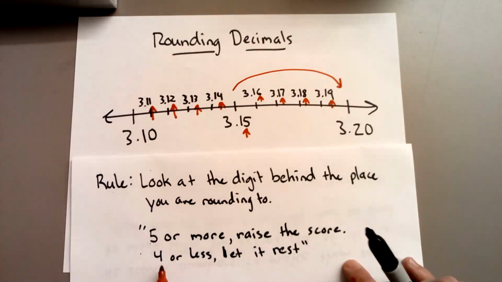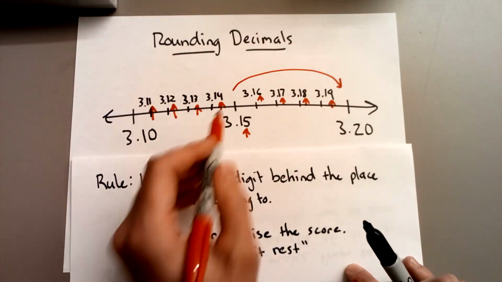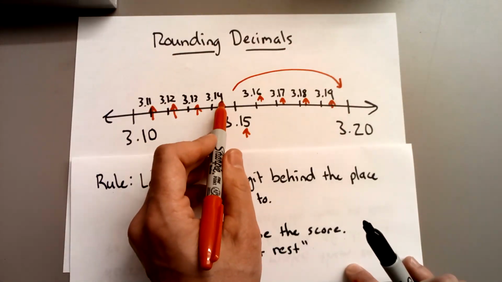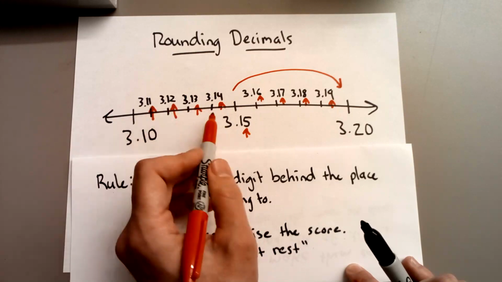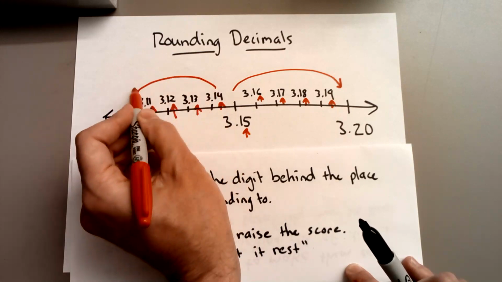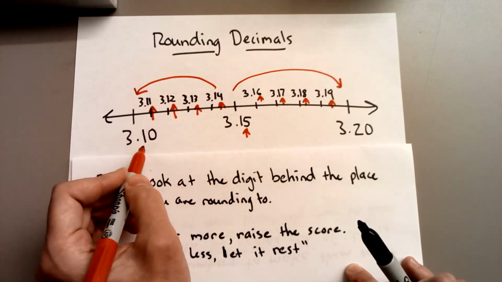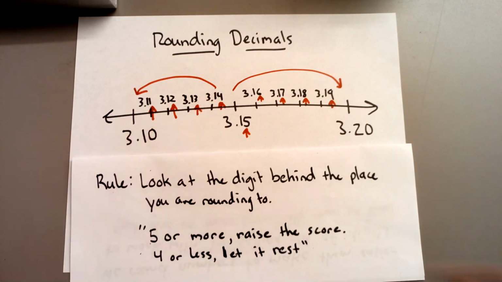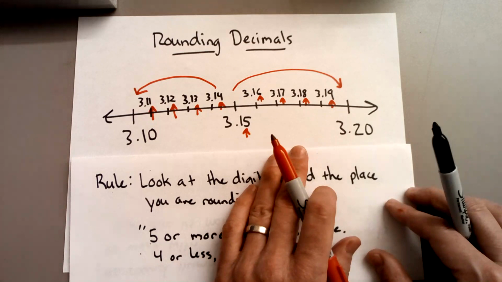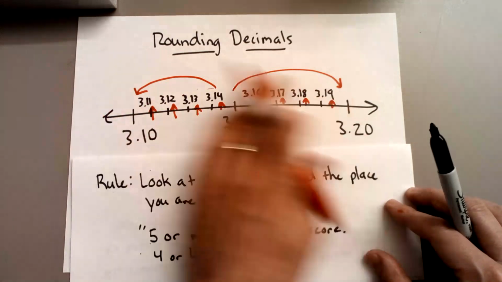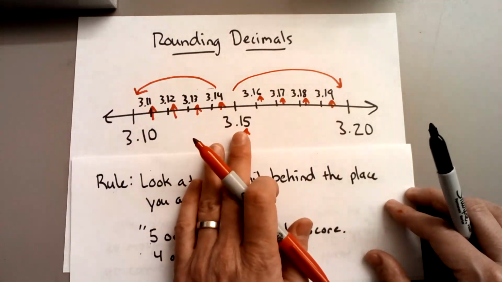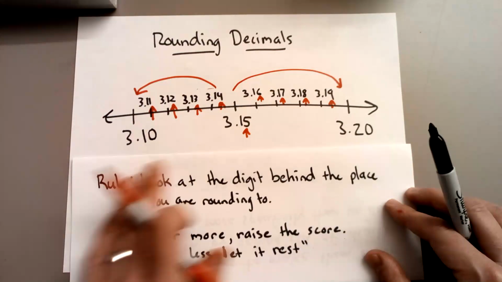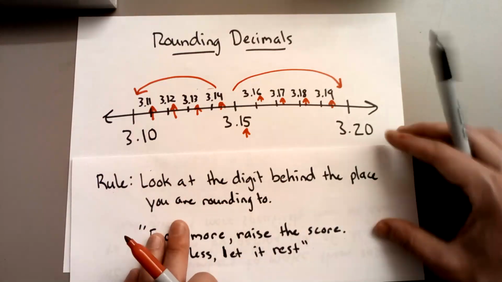And then the saying says 4 or less, let it rest. Meaning if this digit in the hundredths place is a 4, 3, 2, or 1, it's closer to 3 and 1/10. So we're going to round it down. That's why this rule works. Now, I have an entire video rounding decimals using number lines. I encourage you to watch it. But right now, the rest of this video, we're just going to use this rule to round numbers.